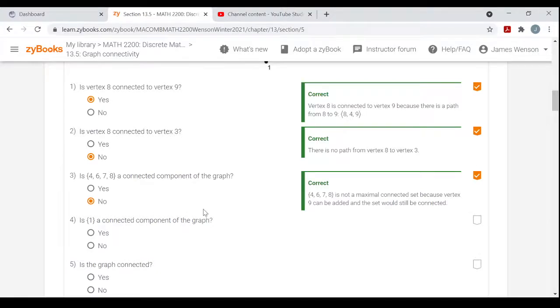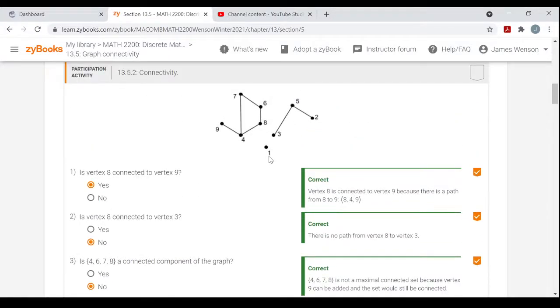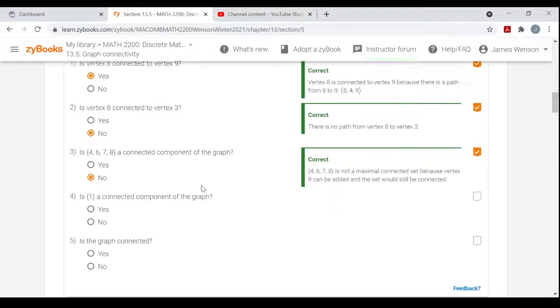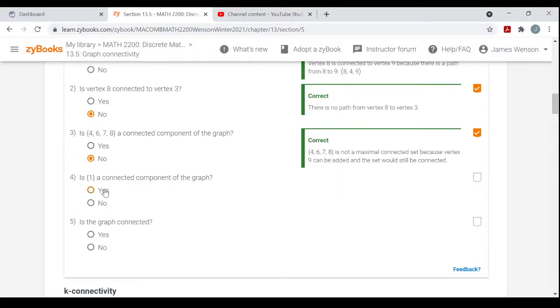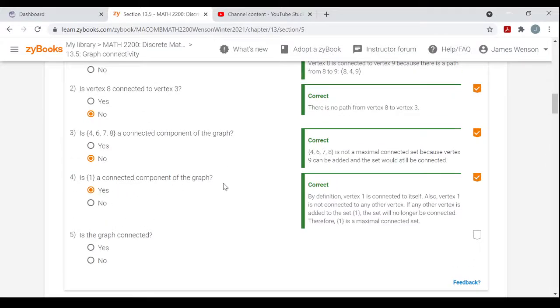How about the set with just vertex 1? Well, yeah, this is one of those isolated vertices, and it's connected to itself. And if I added any other vertex, you'd be disconnected. You'd have a disconnected set. So this is indeed a connected component of a graph. Any isolated vertex is.